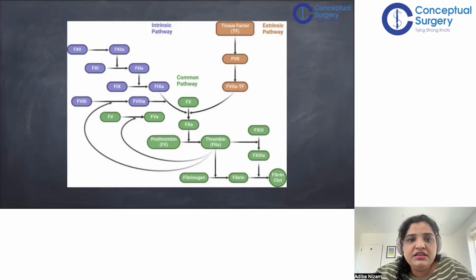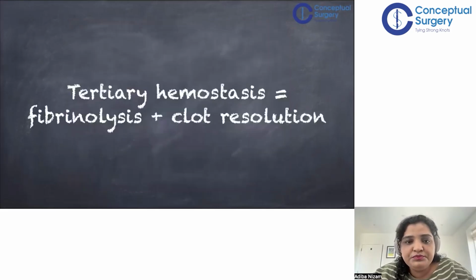Now, if we consider the intrinsic pathway, the pathway starts with the activation of factor 12, which goes on to activate factor 11, which then goes on to activate factor 9, then factor 8, then factor 9 and 8 complex activates the factor 10, and from there on the pathway is similar to what we saw previously. Now we have a stable clot that is formed.